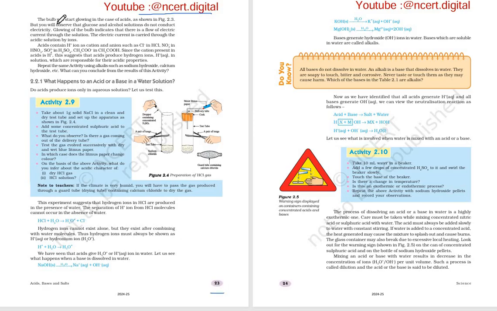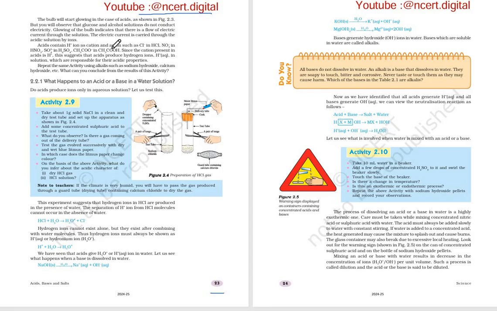The bulb will start glowing in the case of acids, as shown in Figure 2.3. But you will observe that glucose and alcohol solutions do not conduct electricity. Glowing of the bulb indicates that there is a flow of electric current through the solution. The electric current is carried through the acidic solution by ions.